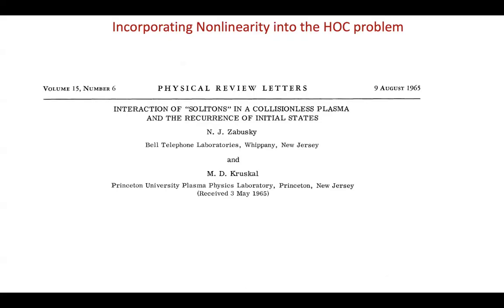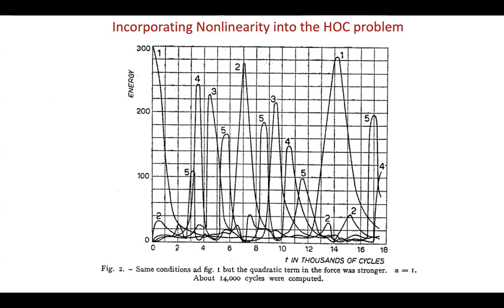So the next action came 10 years later. Zabusky is still alive in his 90s. Norman Zabusky was a professor at Rutgers for much of his life. This was before that, when he was in Bell Labs. And Martin Kruskal was a professor at Princeton Physics. Zabusky and Kruskal wrote this very interesting paper, Interaction of Solitons. They introduced the word solitons in physics for the first time, although solitons have been known in mathematics, in a collisionless plasma, which is basically a form of the Hamiltonian, and the recurrence of initial states. This is the recurrence of initial states.